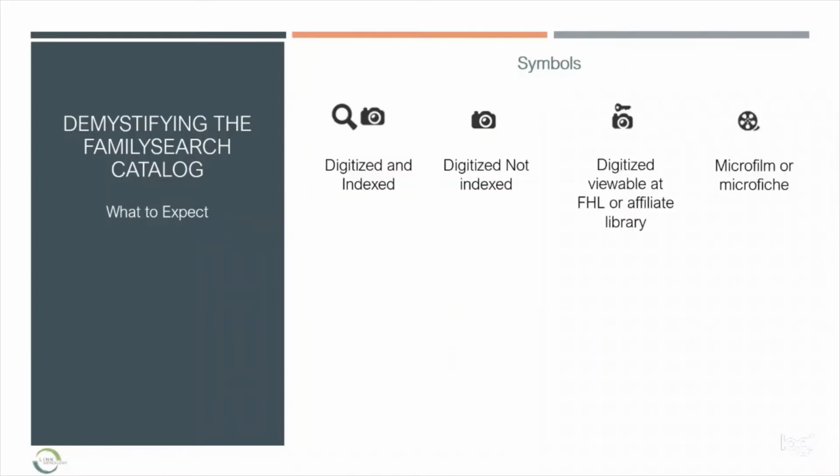These are some of the symbols that you should expect to see. So the first one over here on the left, this just means the records are digitized and indexed. This means they are digitized but not indexed. Digitized but locked, so you will need to go to a family history center or affiliate center or library. This means they're on microfilm or microfiche, and I'll show you where in the catalog you can see where that microfilm is located, but most of them will be at the Family History Library in Salt Lake City.